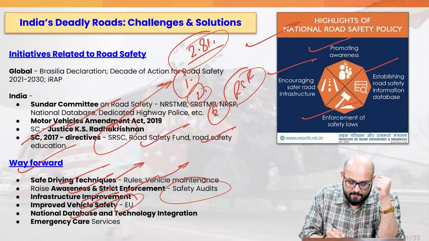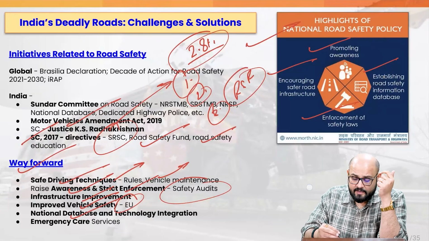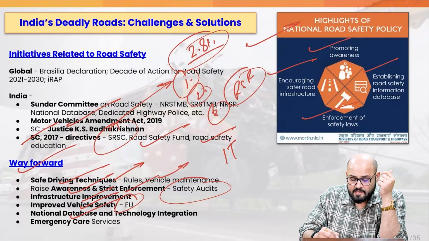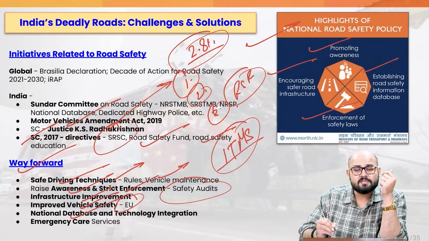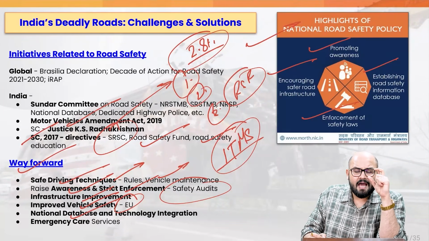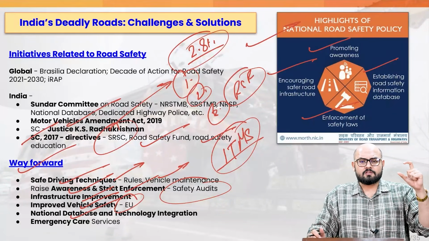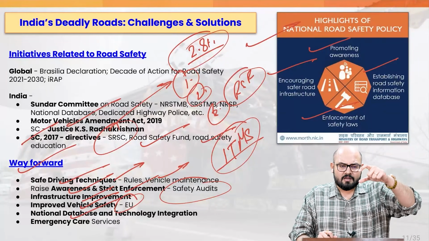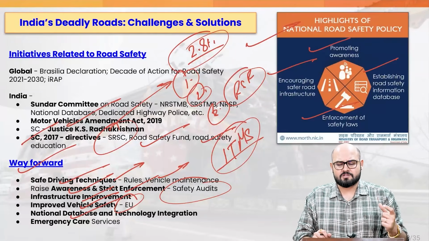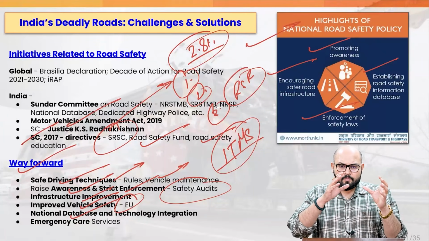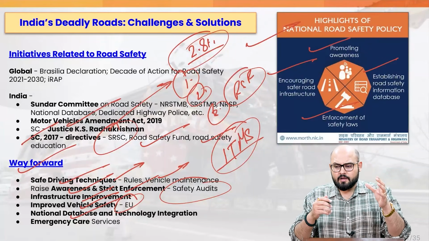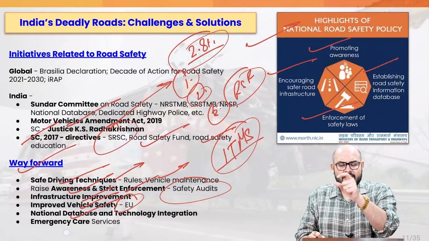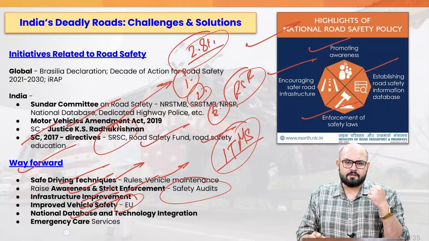Then we have national database and technology integration. You must have heard about the Intelligent Transport Management System, sorry, so we have ITMS. So we need to integrate technology. We cannot do it for every road in India, but we can at least do it for some of the important stretches on the national highways, so that we know which vehicle is overspeeding, or we can catch the person at the right moment. We can penalize that particular person, right?